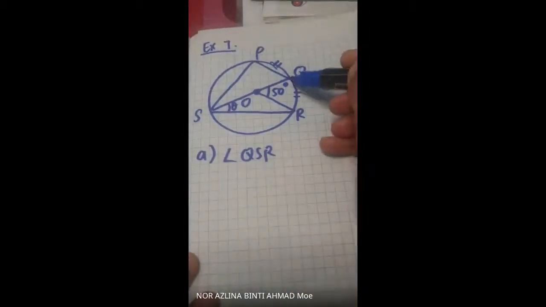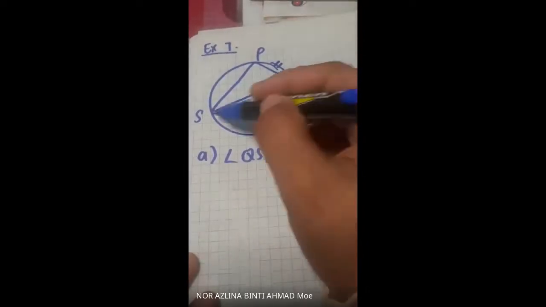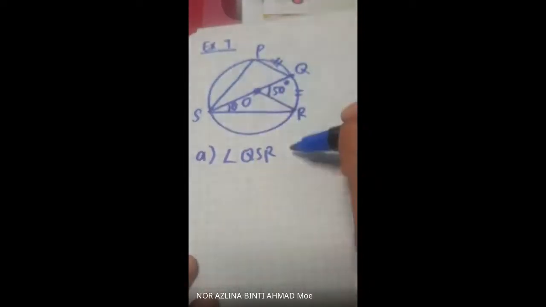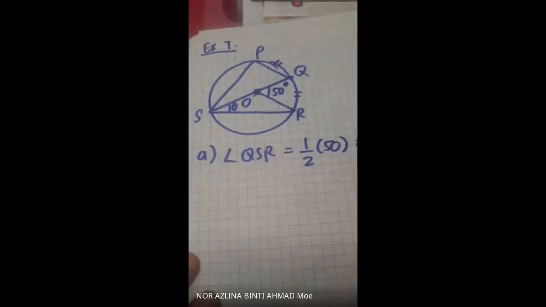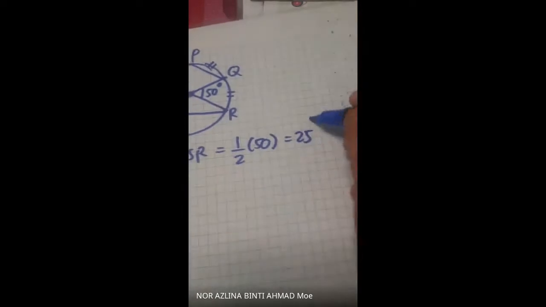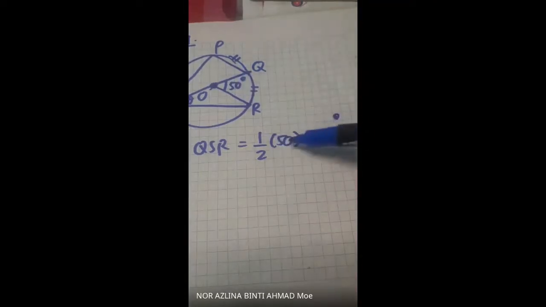Okay, same base, same arc. This is the angle at the center and one more angle at the circumference. So it should be half, 1 over 2 multiplied by 50. So the answer is 25 degrees. Okay, the angle at the circumference is half of the angle at the center. So 1 over 2 multiplied by 50, the answer is 25.